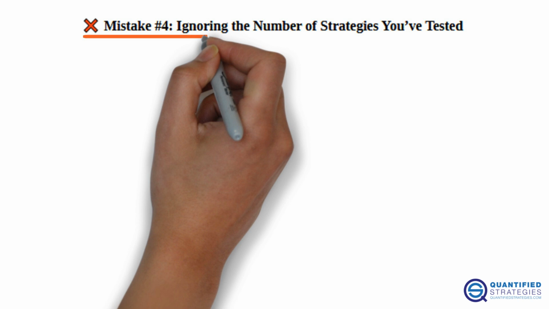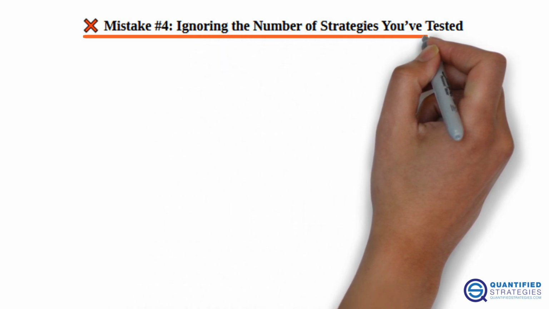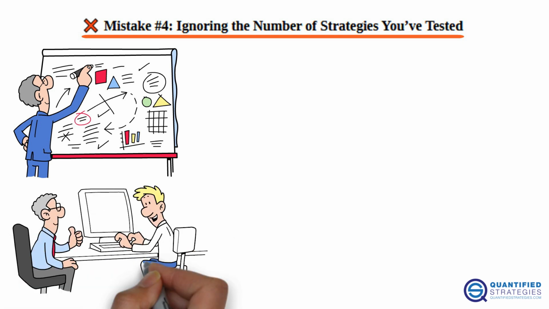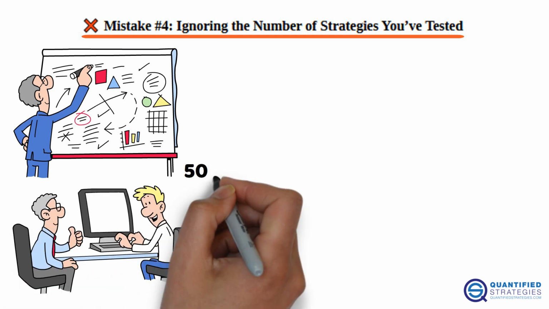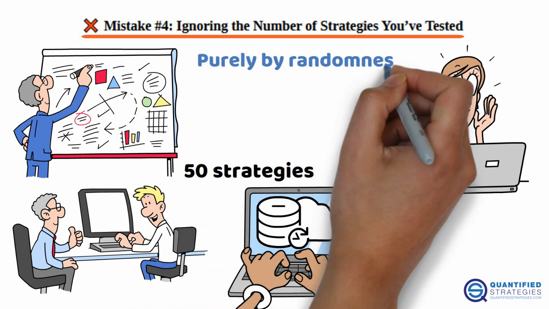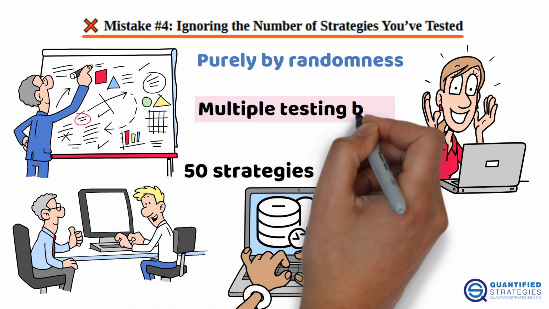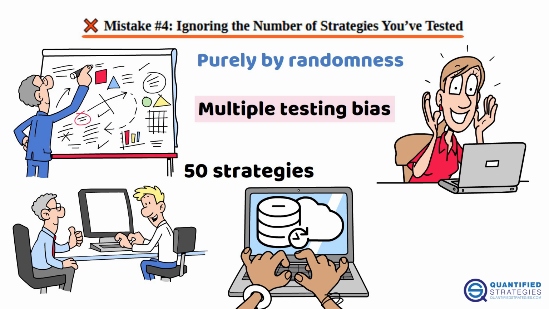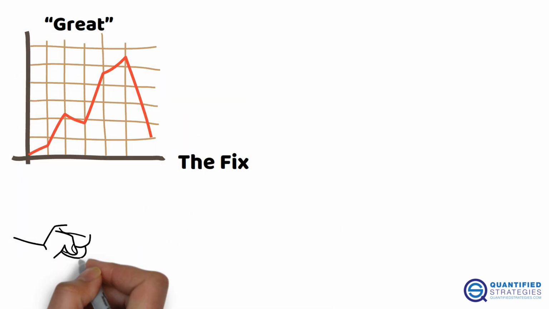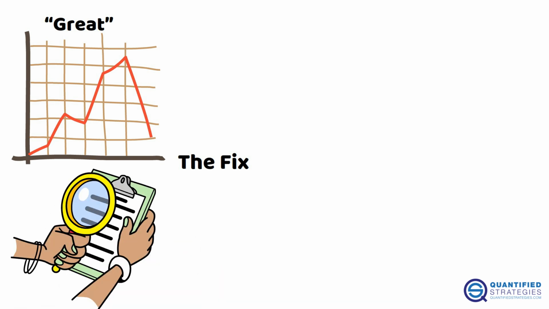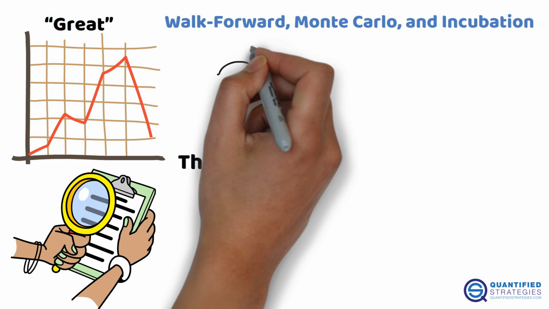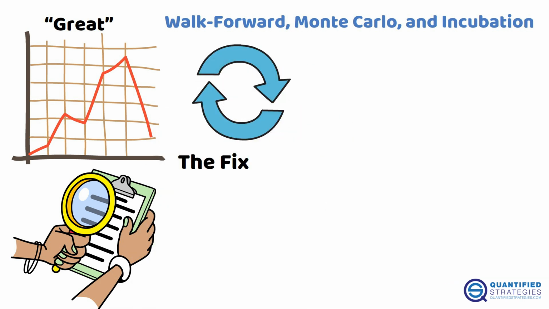Mistake number 4, ignoring the number of strategies you've tested. The more strategies you test, the more likely your best one is just the luckiest. Test 50 strategies on the same dataset, and some are bound to look amazing purely by randomness. This is called multiple testing bias. It's one of the biggest reasons a great strategy crashes the moment you go live. The fix: track how many strategies you've tested, and again, use walk-forward, Monte Carlo, and incubation. Yes, we're repeating it, because it works.